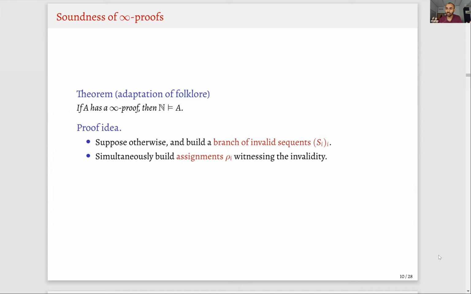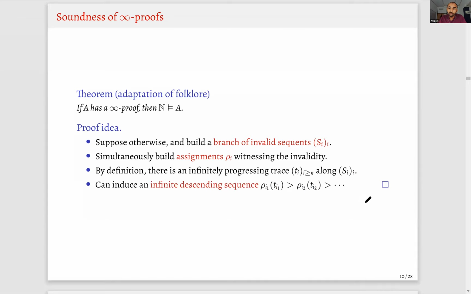And so on and so on and so on. So we can build a branch of invalid sequents along with countermodels. And when I say countermodels, I just mean assignments of natural numbers to the free variables. Okay? So you can build up this infinite branch of invalid sequents. And because it's an infinite branch, and because we're in a proof, by definition, there's an infinitely progressing trace along that branch. By the construction of this invalid branch and these countermodels, these assignments, it turns out that this induces an infinitely descending sequence of natural numbers, which is impossible.